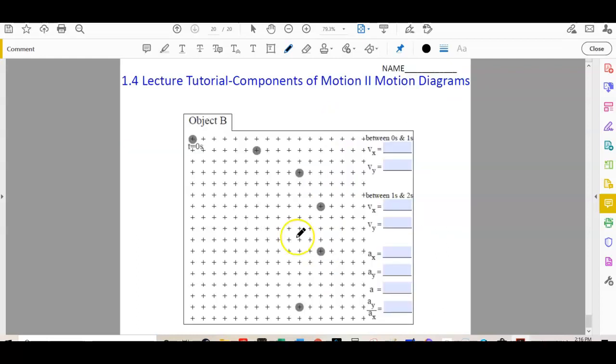Okay. So let's practice this using a lecture tutorial, okay? So again, each block is 1 meter. So 1 meter by 1 meter, okay?